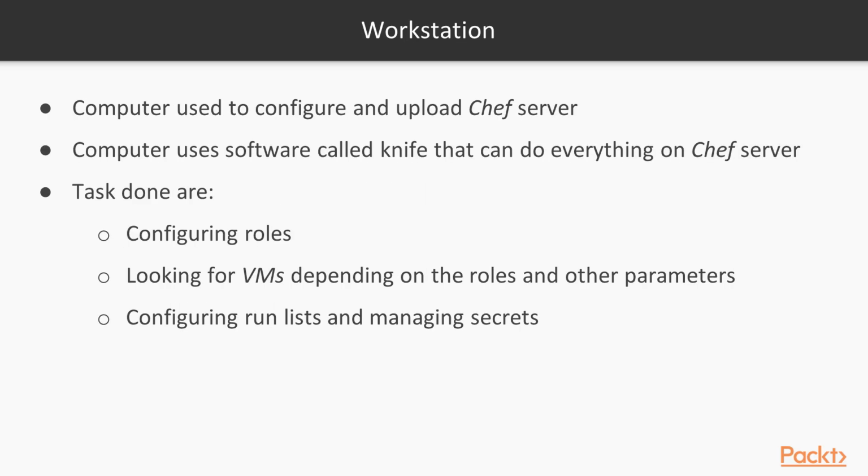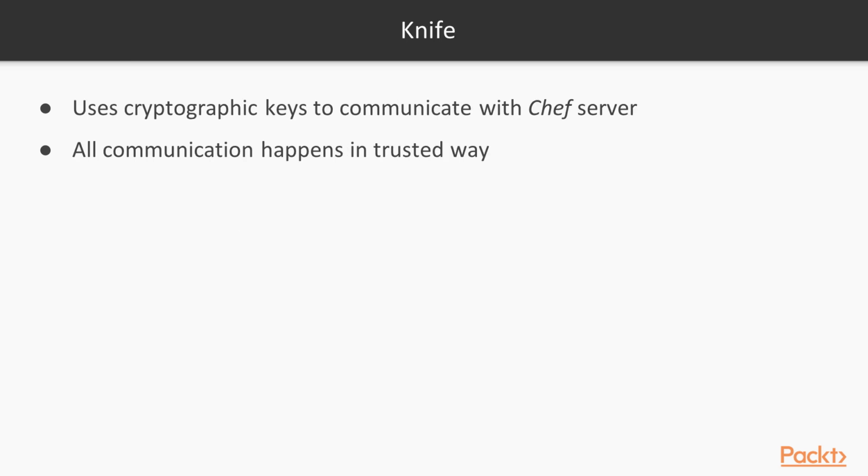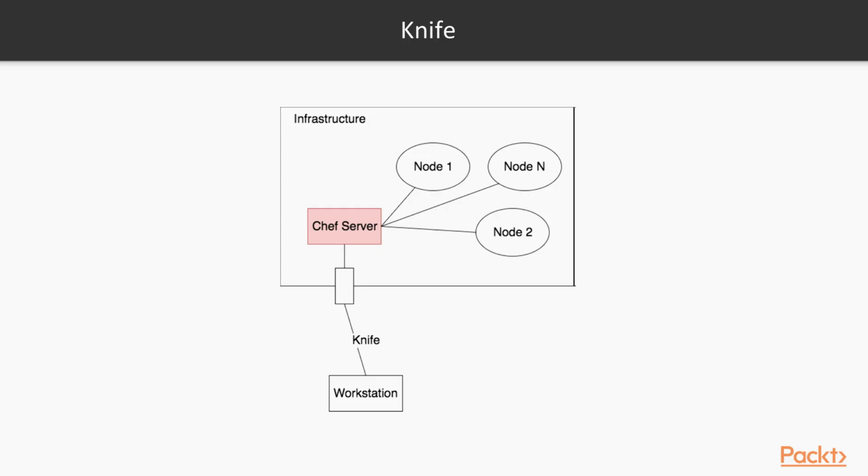The workstation is the computer used to configure and upload to the Chef server. This computer uses a software called Knife that can do everything on the Chef server. The tasks done are configuring roles, looking for VMs depending on the roles and other parameters, configuring run lists, and managing secrets. Knife uses cryptographic keys to communicate with the Chef server, so all the communication happens in a trusted way. Now, if we want to picture everything, it looks like what is shown in this diagram.